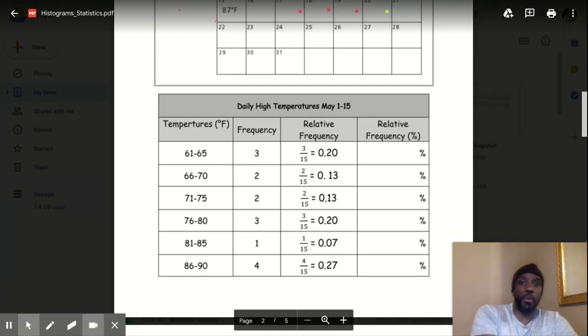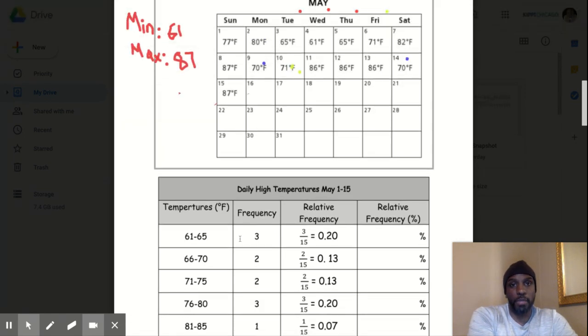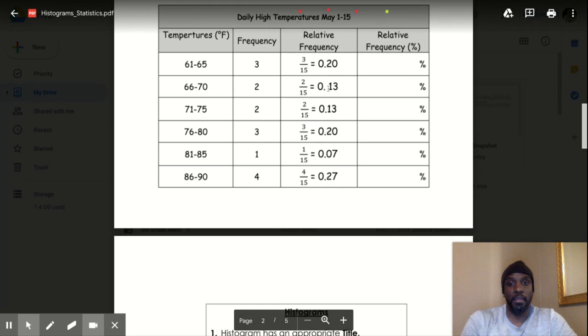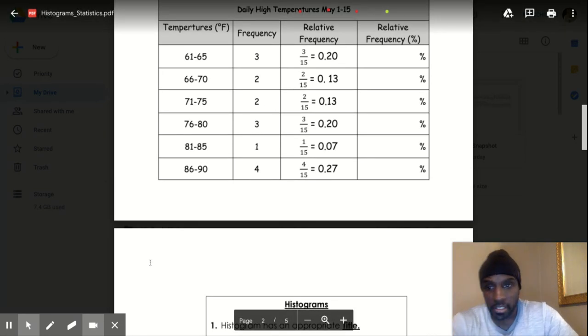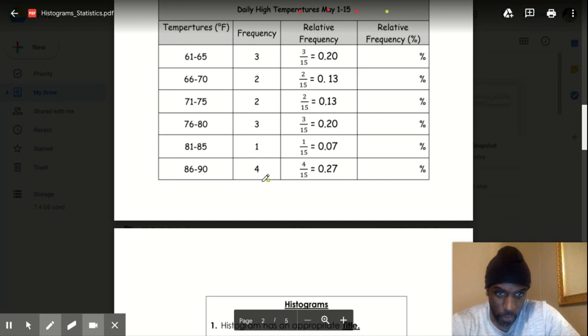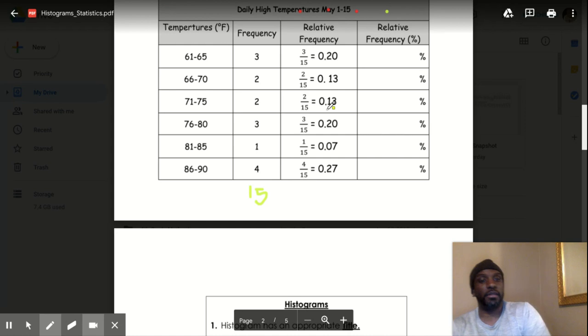Okay. So I put all of those here. Now, remember, she looked at 15 days in May. If you add all of these up, you will get a total of 15. 3 plus 2 plus 2 plus 3 plus 1 plus 4, that gives you 15. So we looked at 15 days, and so now I'm going to calculate the relative frequency.